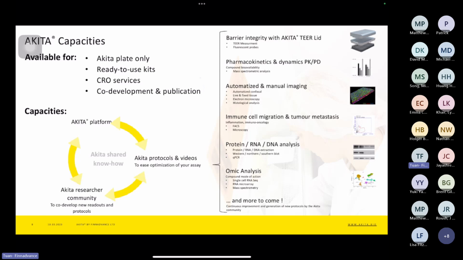including barrier integrity with our impedance spectroscopy, or through fluorescent probes like the Dextran assay, for example, PKBD, automatized imaging like confocal imaging, high content screening, immune cell migration, and tumor metastasis through fast microscopy. And with the platform, you are also able to detach the cells later on and do RNA-seq or transcriptomics. We also have an internal pipeline for bioinformatics to do advanced omic analysis as well.